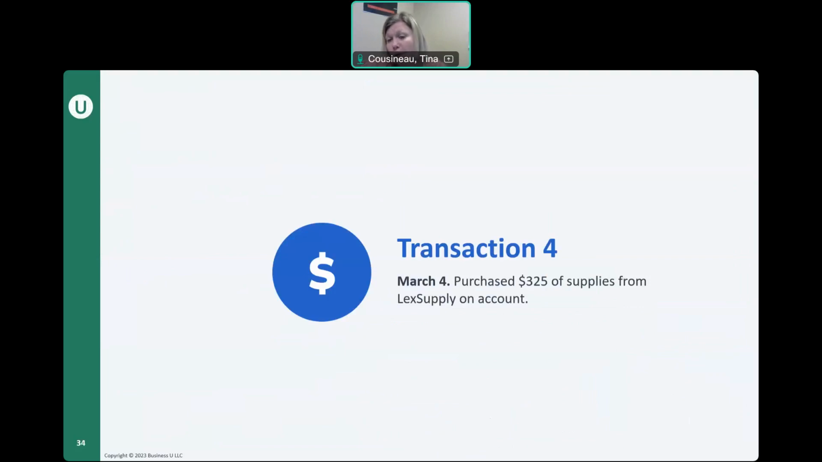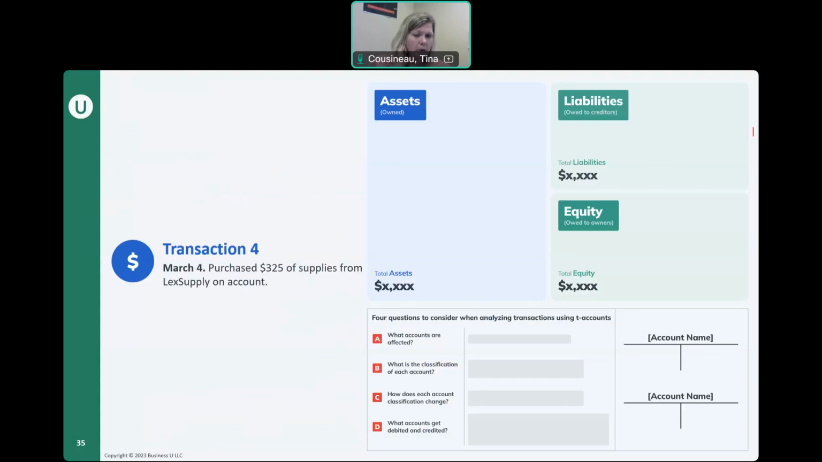All right, transaction number 4. You purchased $325 of supplies from Lex Supply on account. So this one's a little bit different, right? So I'm buying supplies. What accounts are impacted? So I purchased supplies, but I didn't buy them with cash. I bought them on account.